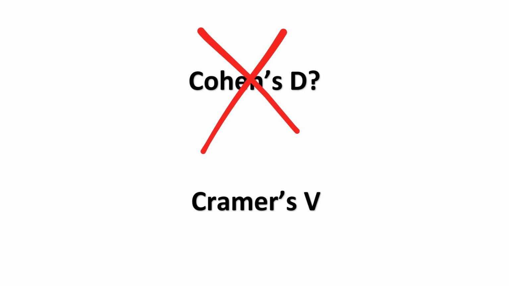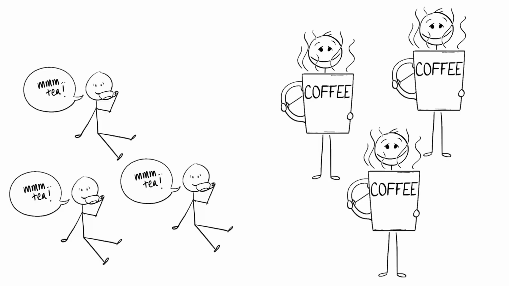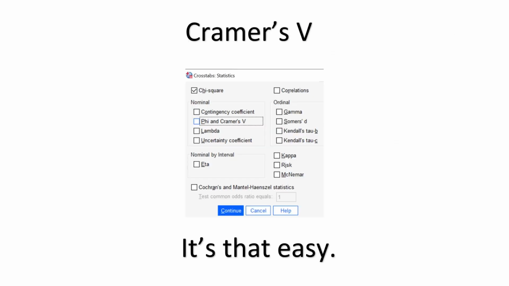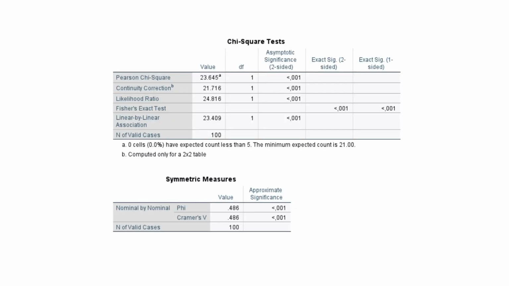We have to use something called Cramer's v. It will give us a value between 0 and 1, and the closer it is to 1, the stronger the effect size. It's similar to the correlation coefficient in that way. Fun, right? No? Well, to each their own. Let's get back to our coffee-addicted staff. We do all the steps to run a chi-square, and to get Cramer's v, we just click one extra button. Yes, it's that easy. Okay, here's our output window.